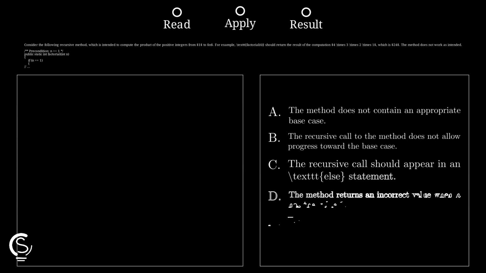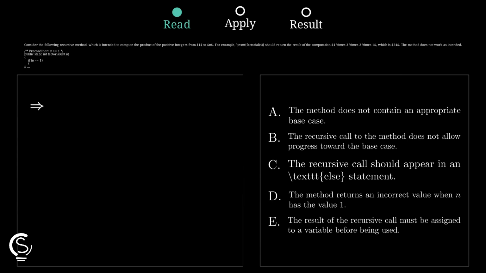First, check the base case where n equals 1. The code returns 1, which is actually correct for a factorial method, so the base case itself is not the problem here.